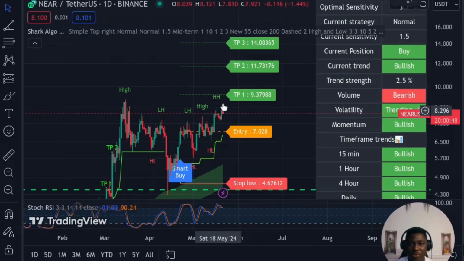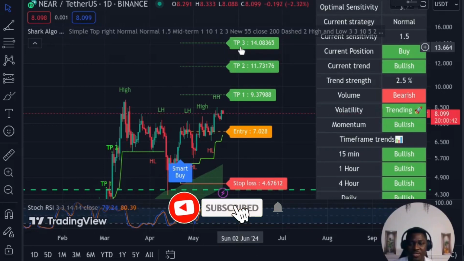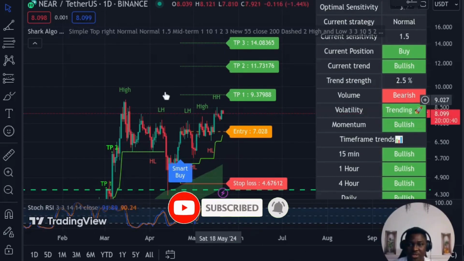9.378, and when we get to our TP1, we're going to close 50% of our open position, and finally when we get to our TP3, we'll close the trade entirely. So this is a trade of Near Protocol and USDT.